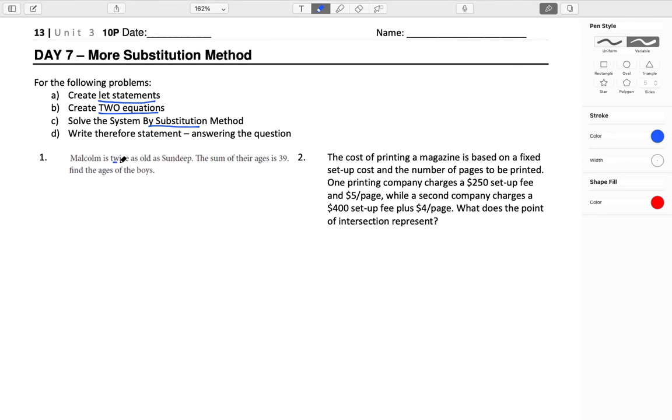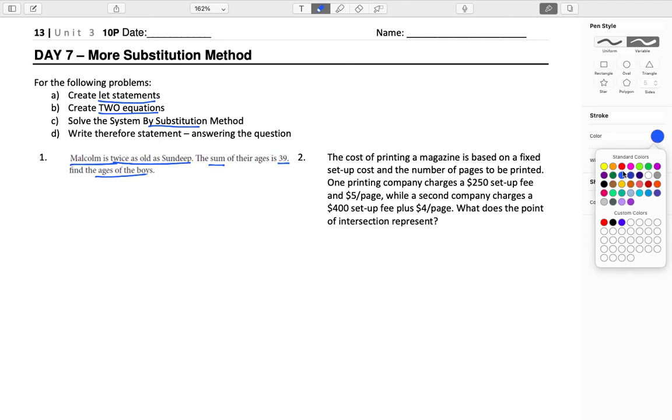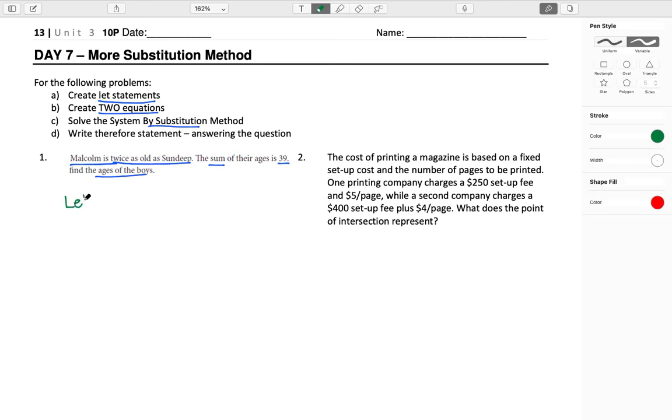Malcolm is twice as old as Sandeep. The sum of their ages is 39. Find the ages of the boys. Okay, so it looks like the question is asking to find the age. So that means our let statement is answering what the question is asking. Let M be the age of Malcolm. And we could say let S be the age of Sandeep.